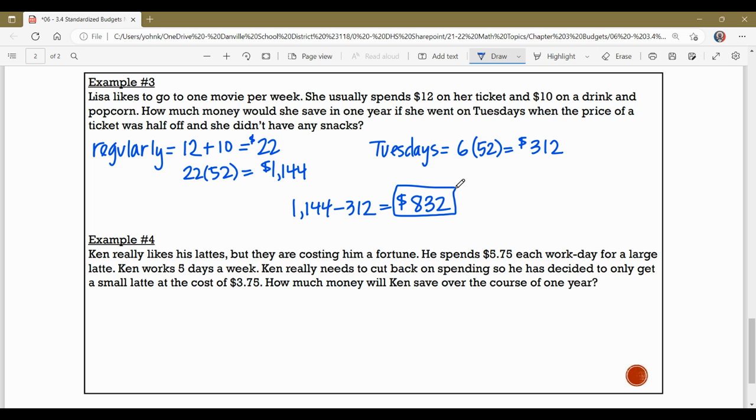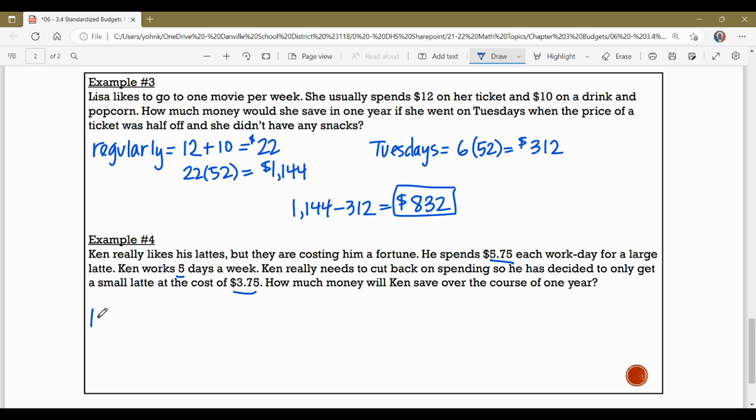All right, number 4. Ken really likes his lattes, but they are costing him a fortune. He spends $5.75 each workday for a large latte, and Ken works 5 days a week. Ken really needs to cut back on spending, so he has decided to only get a small latte at the cost of $3.75. How much money will Ken save over the course of 1 year?